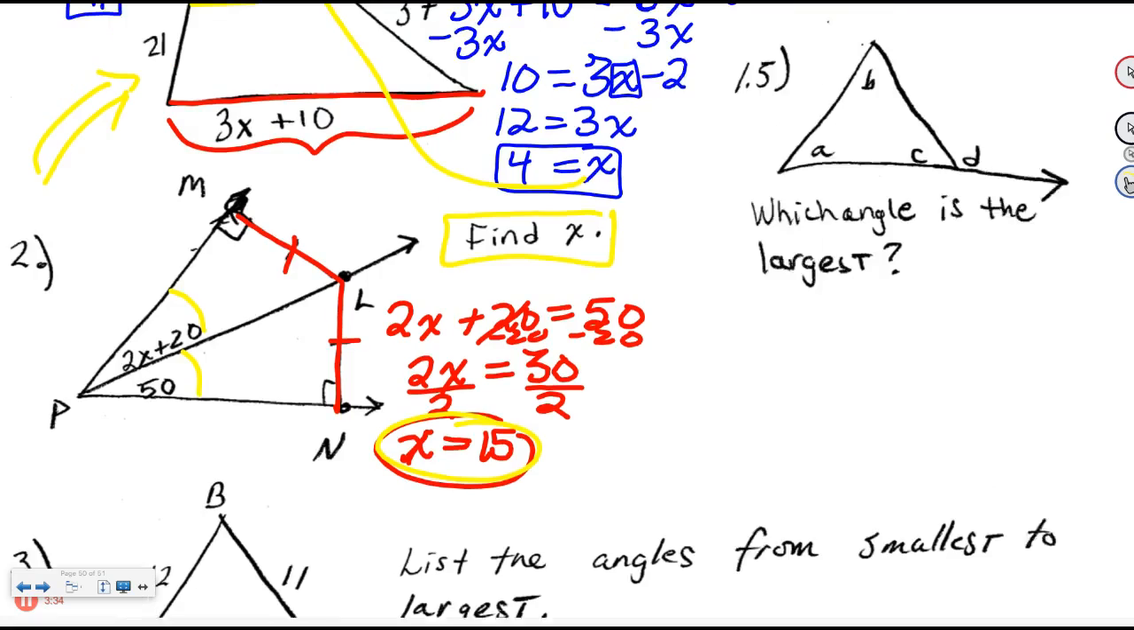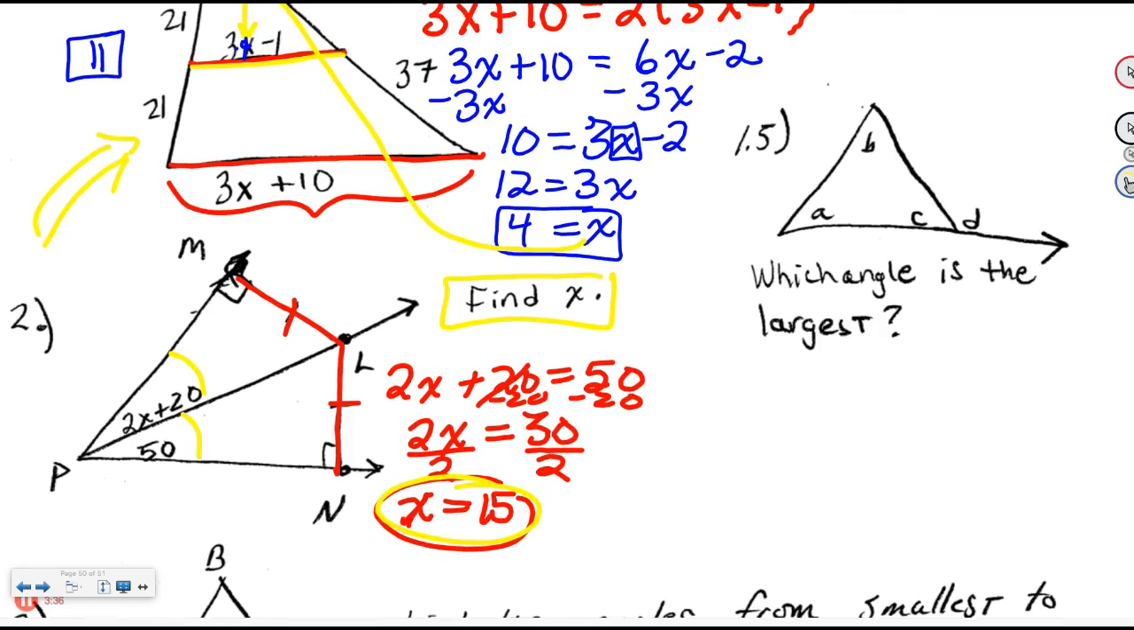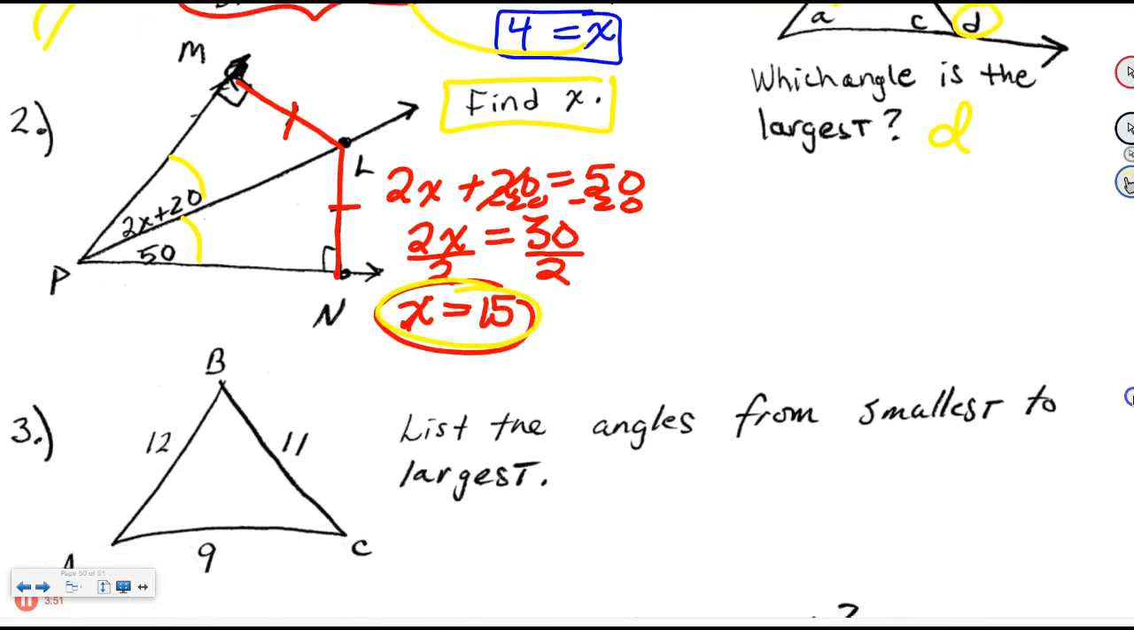Number 1.5 I added as an afterthought, but when it says which angle is the largest, remember this exterior angle is equal to B plus C. So it's got to be bigger than them, and it looks bigger. So that exterior angle is the biggest angle in that situation.